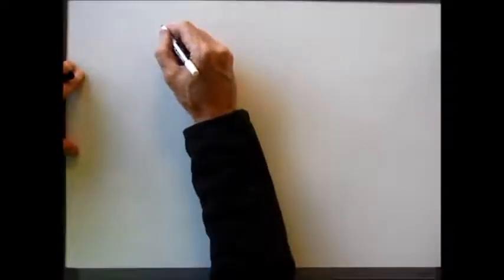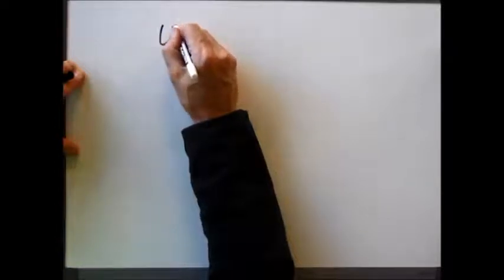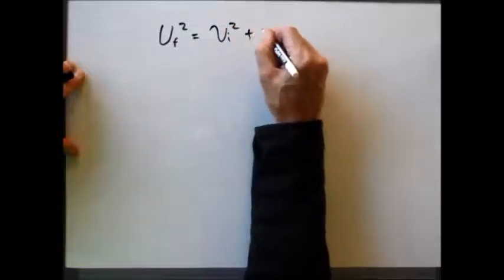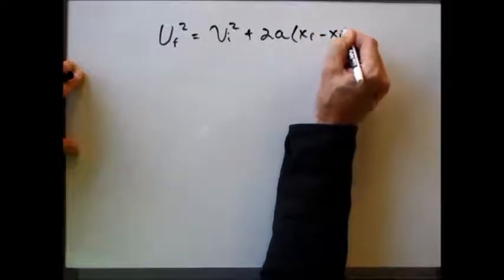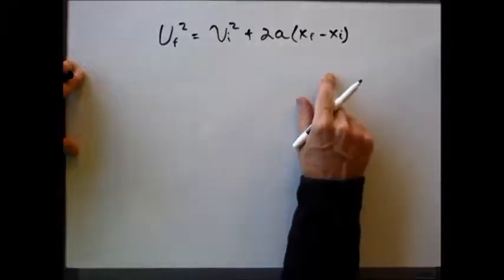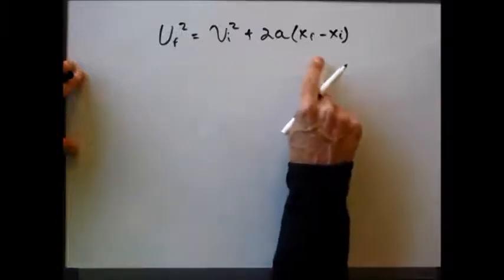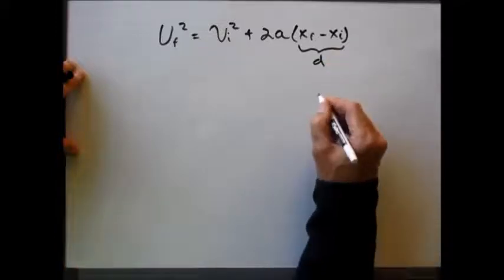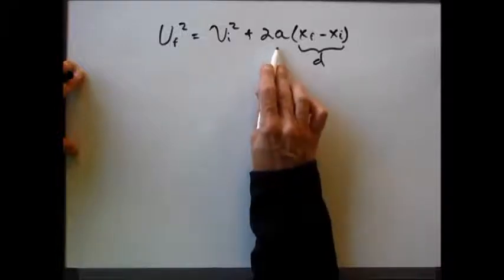So if you remember this formula from chapter 2, V final squared is equal to V initial squared plus 2A times X final minus X initial. Right, this is an equation that came from our study of kinematics in one dimension. And so we're going to work with this equation a little bit. First, we're going to call this distance d, the distance traveled.